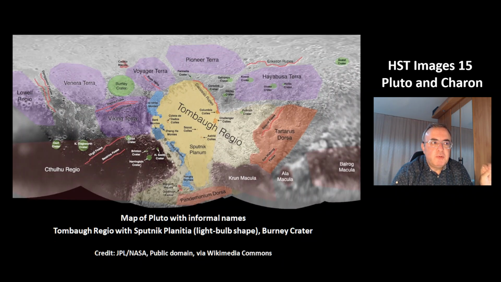This is a map of Pluto with informal names. Here you can see the Tombaugh Regio. And part of this region is the Sputnik Planum. And it's a light bulb-shaped region. And you can see here the Burney Crater.